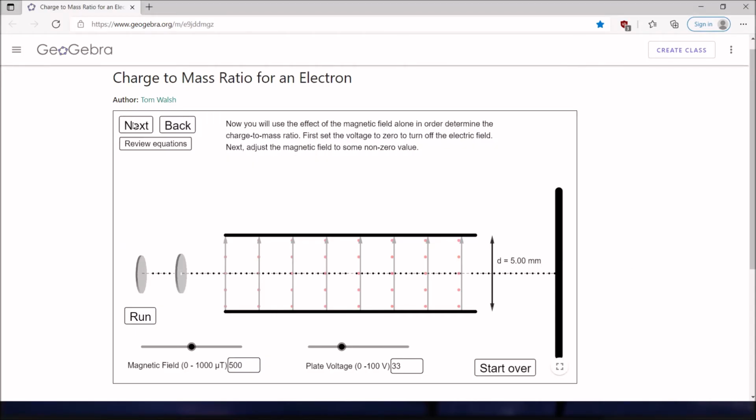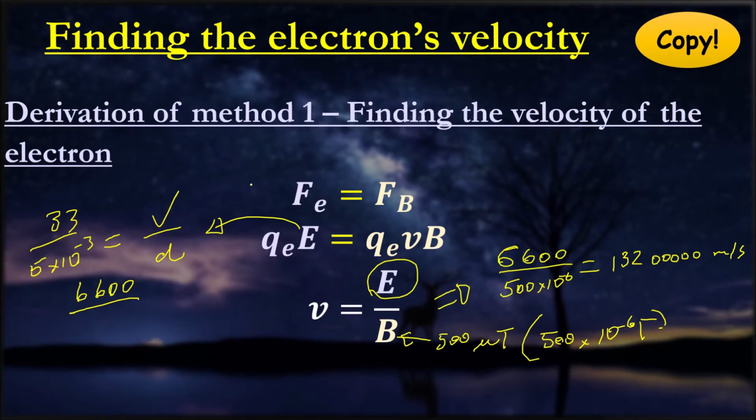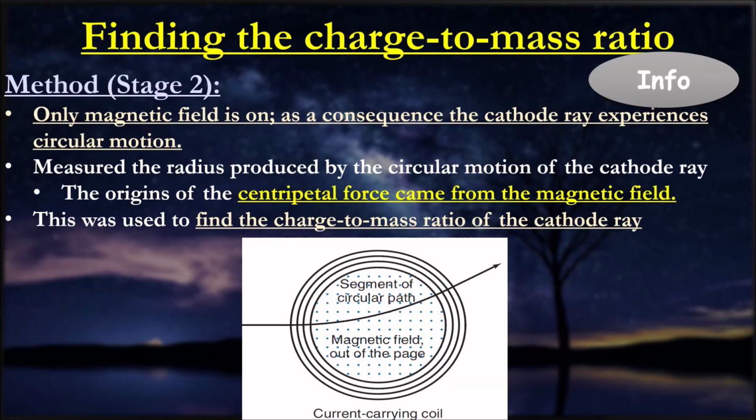Okay, so let's get these calculations done. So the accepted value of this mass to charge ratio is that. We're going to talk about that in a second. Okay, so we're saying the velocity is around about that. The next bit we're going to do is work out the charge to mass ratio. This value will come in handy for it.